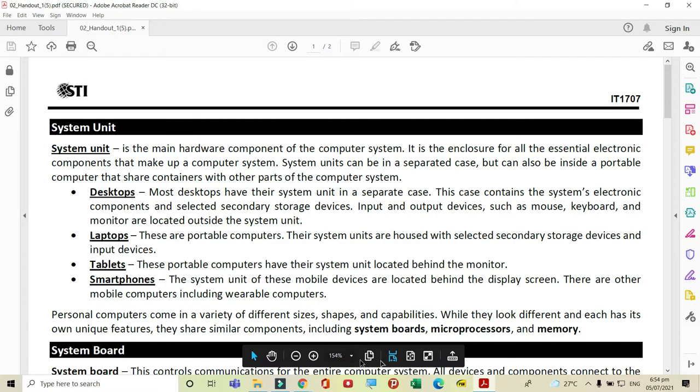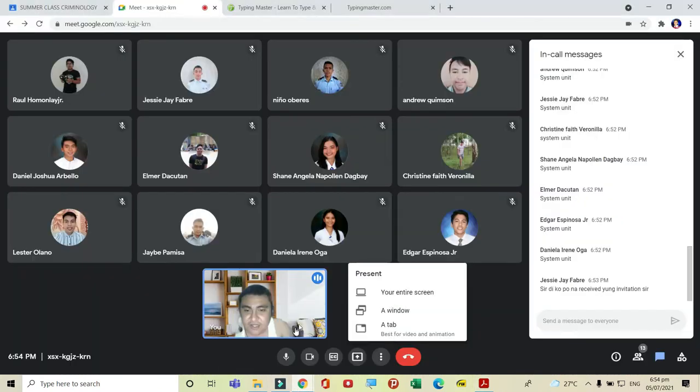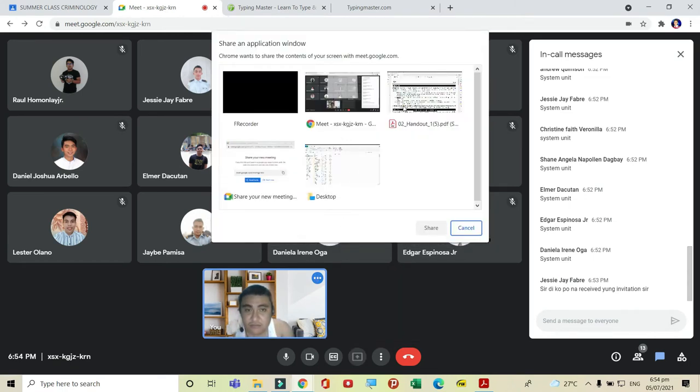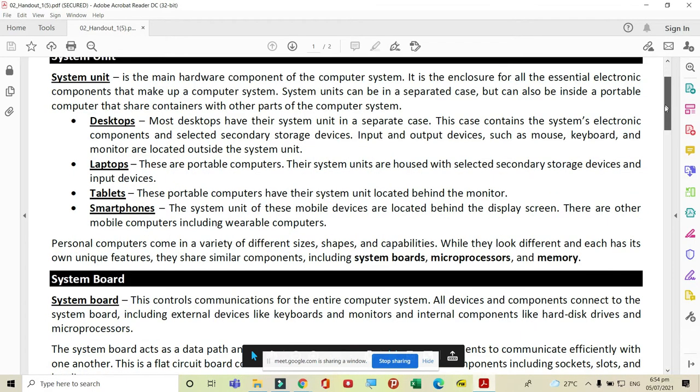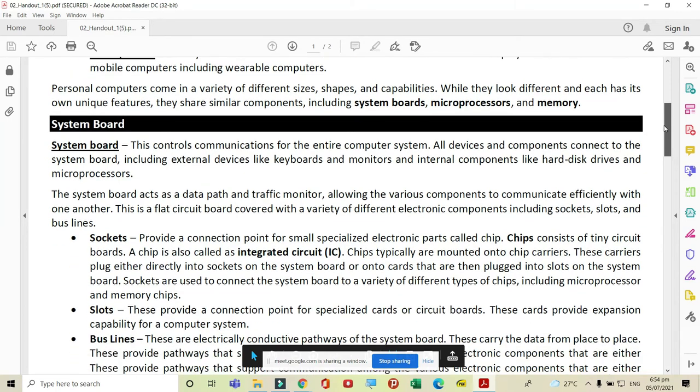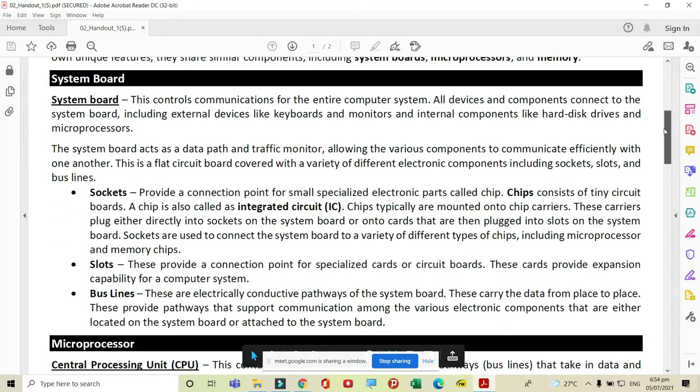Okay. Could you please confirm if you can see my screen? I already shared it. Not yet, sir. How about this one? Okay na po, sir. Okay, good.